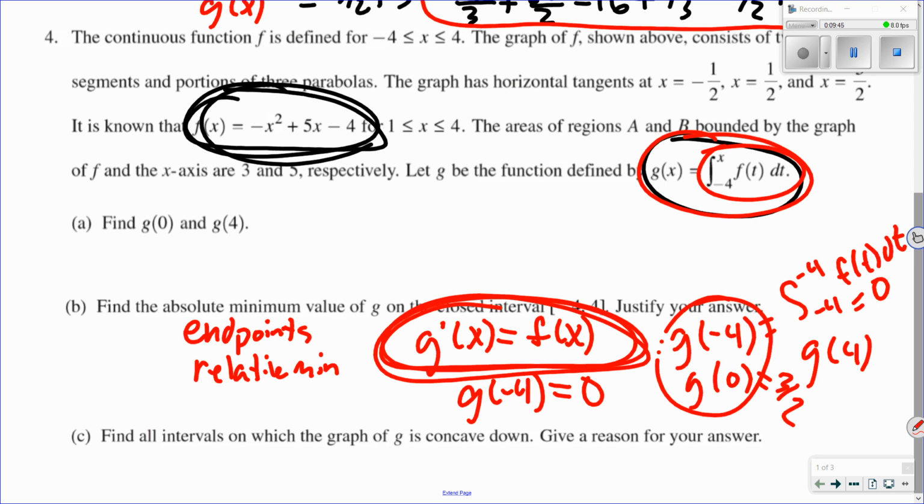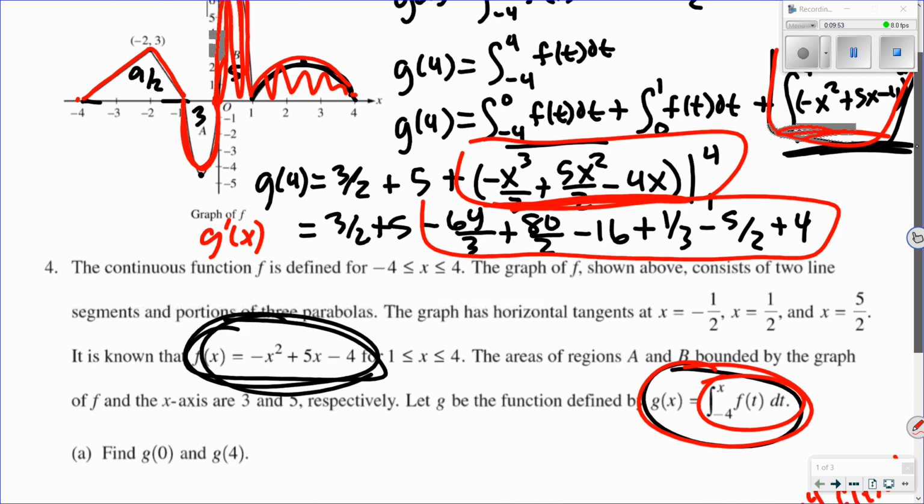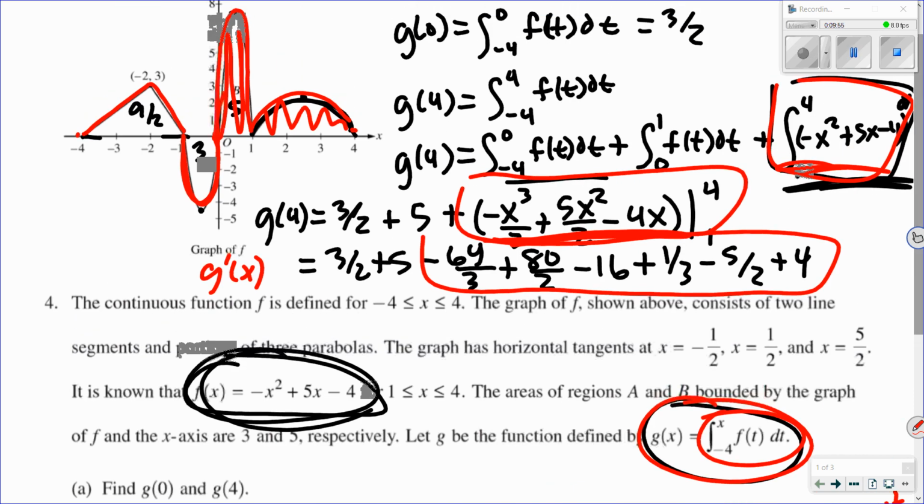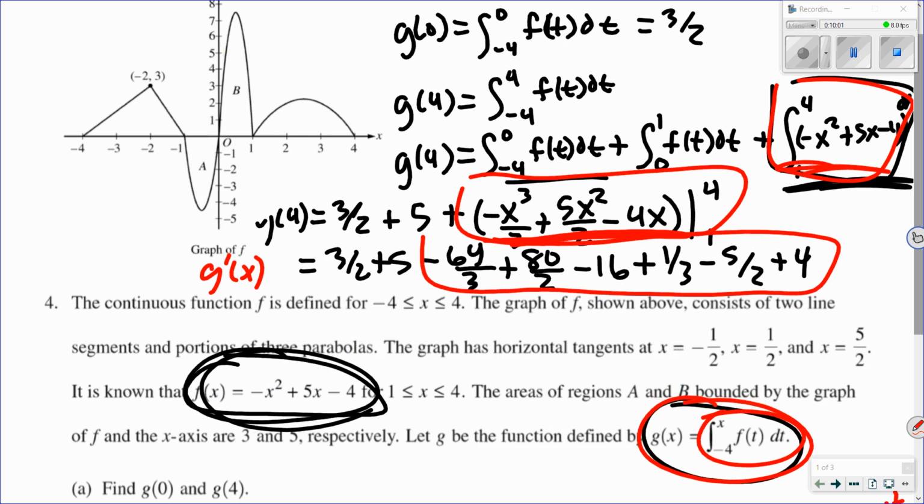Okay, the last one, C: find the intervals in which the graph of G is concave down. Give a reason for your answer. So again, this is the derivative of G, which means that we're going to look at the slope of it to find the concavity, because that would be the second derivative. So look at the slope. Right here, the slope goes from a positive to a negative.